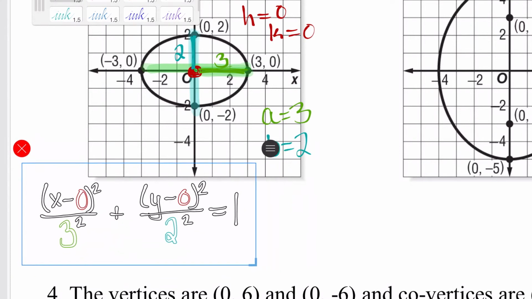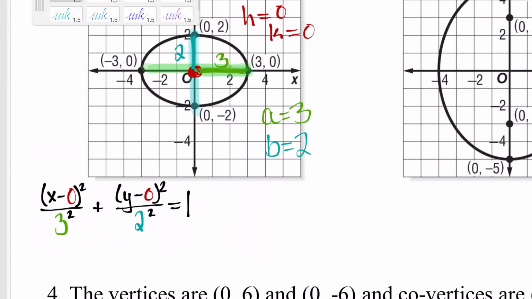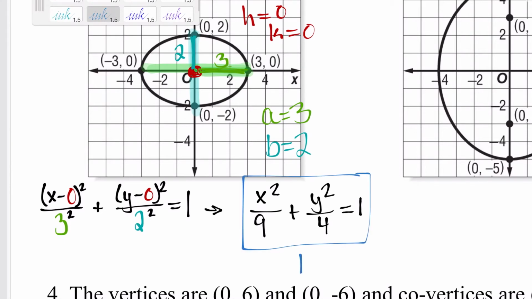I think it's great because you can see there's no question as to what each of the values are, but oftentimes you'll see this a bit simplified to where we would have x squared over 9, so that 3 squared, plus y squared over 4 equal to 1. So this is the most common way that one would show their answer, completely simplified out.